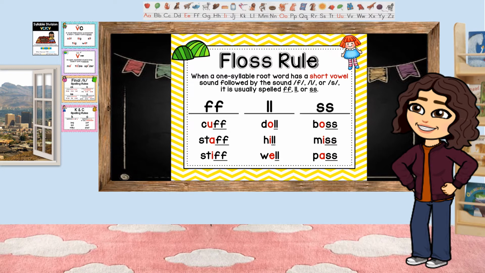The word floss helps us remember this rule because it also has one syllable, has a short vowel sound, is a root word, and contains the three letters that double on the end of the word floss. Look, floss. It begins with the letter F. And in this rule, we double the letter F. It has the letter L. And in this rule, we're going to double the letter L. And it has the letter S. And in this rule, we're going to double the letter S. I'm going to hang up this rule card so we can remember to refer to it whenever we need help spelling these words.